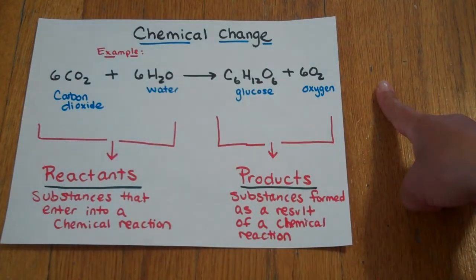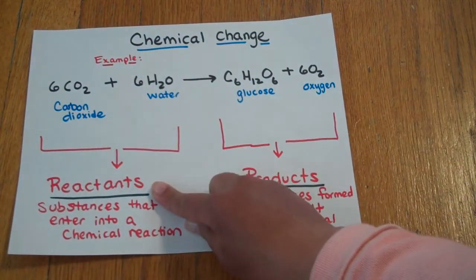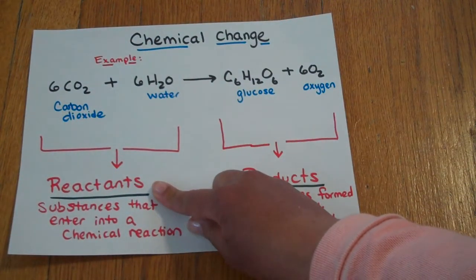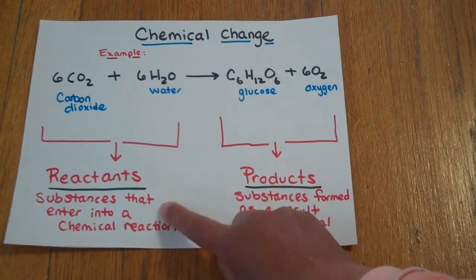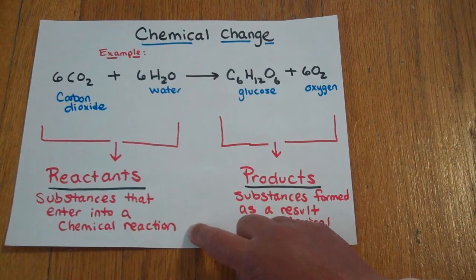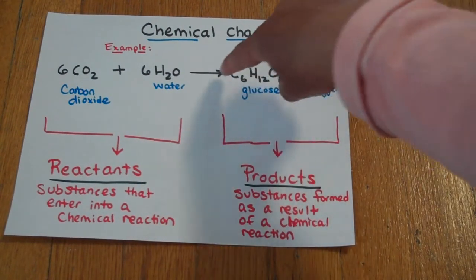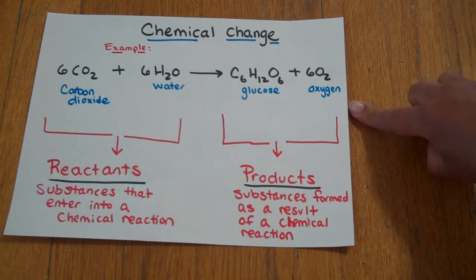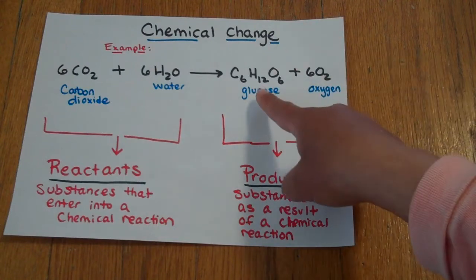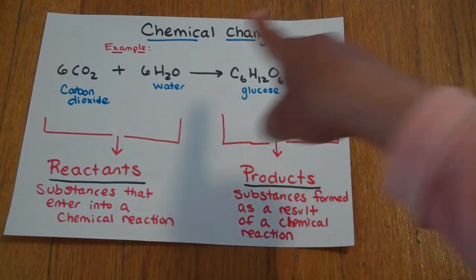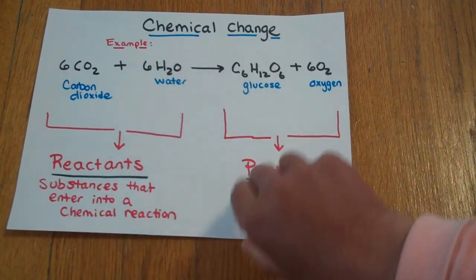This is photosynthesis. On this side are the reactants, the things that go into the chemical reaction: carbon dioxide and water. Reactants are substances that enter into a chemical reaction. On this side of the equation, after the arrow, are the products. The products are substances that formed as a result of the chemical reaction: glucose and oxygen. The arrow means to yield, what is created, produced.